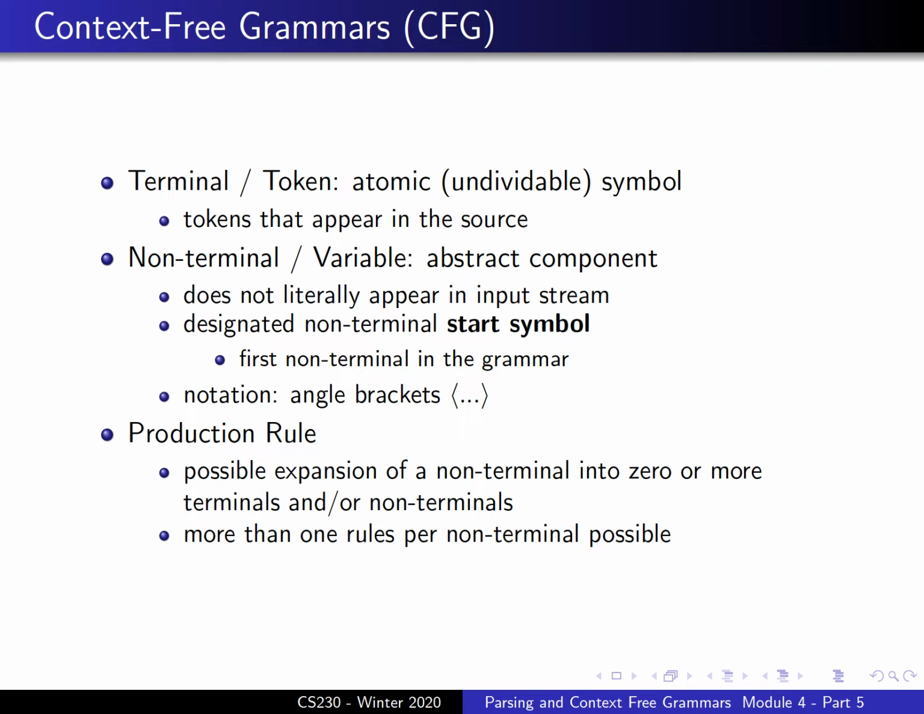We have also production rules, which are basically how our non-terminals are going to be expanded according to some rule, and that rule may involve other non-terminals, or it may involve terminals, or a combination of those things. It's very possible that you have more than one rule for a single non-terminal. And it's also very possible that there's some kind of recursion involved in these rules as well.